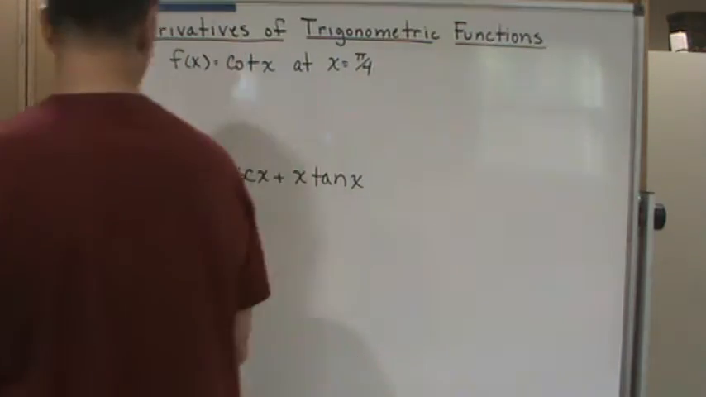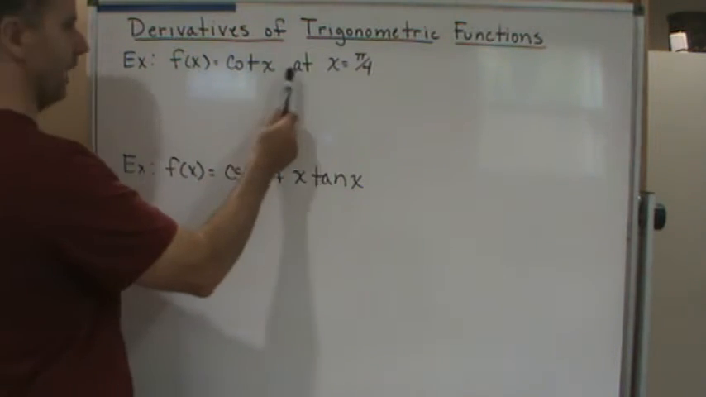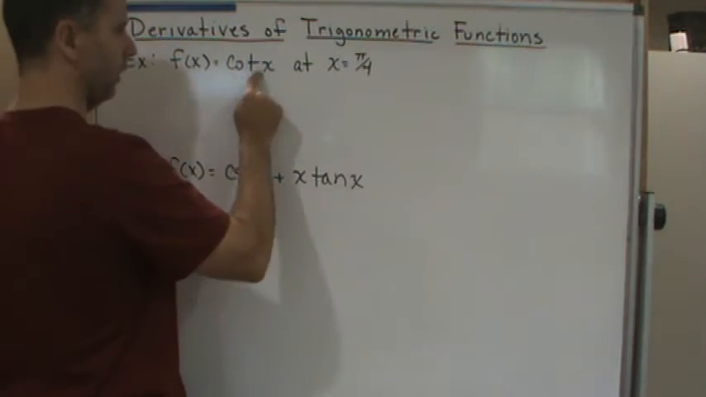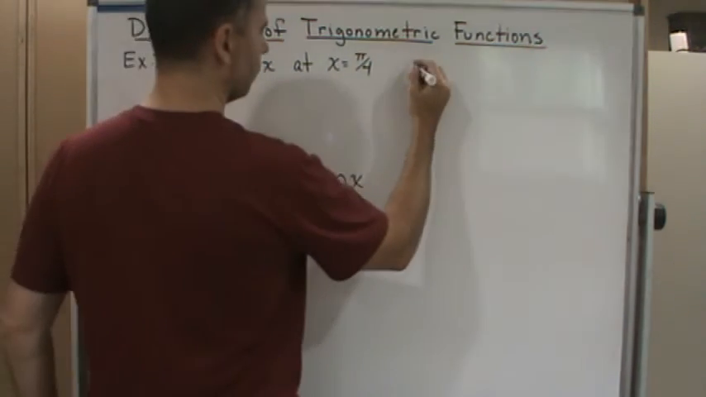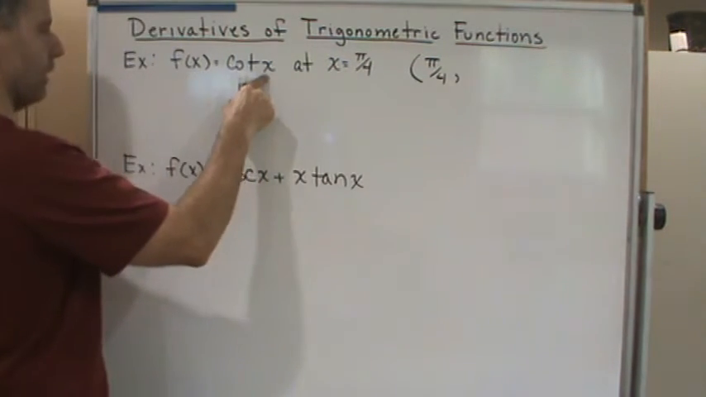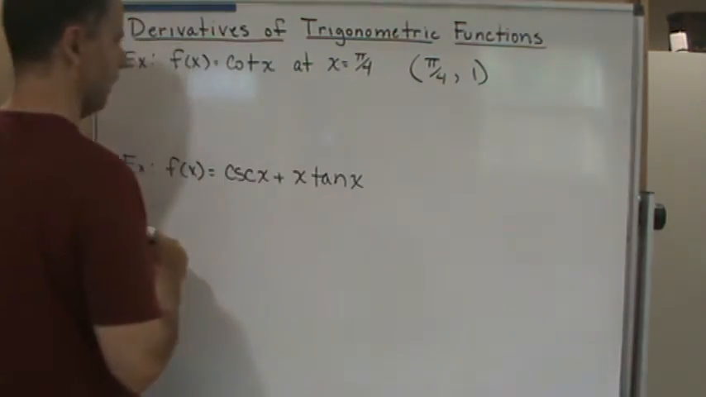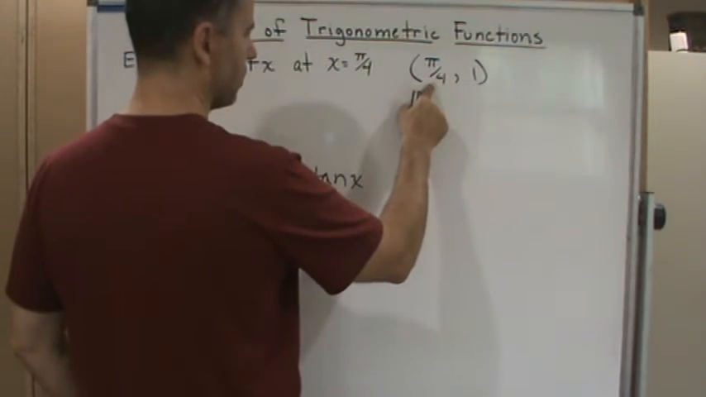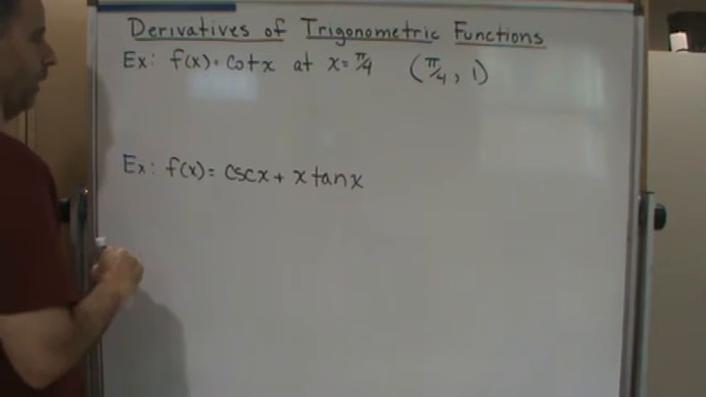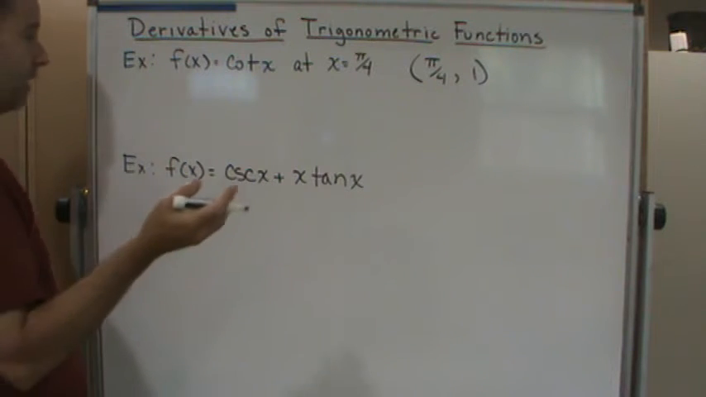Okay, so the first example is to find the equation of the tangent line for this function at x equals pi over 4. So we're looking at an angle. What's the point that we're interested in? It's pi over 4, comma, well, what's the cotangent of pi over 4? It's 1. So this is the point we're interested in. We want the equation of the tangent line that goes through this point on this function. So now we need to find the slope function, because we need to know the slope of the tangent line.